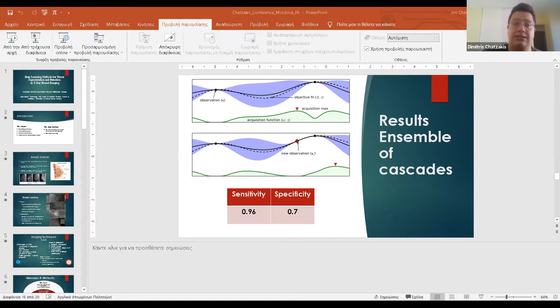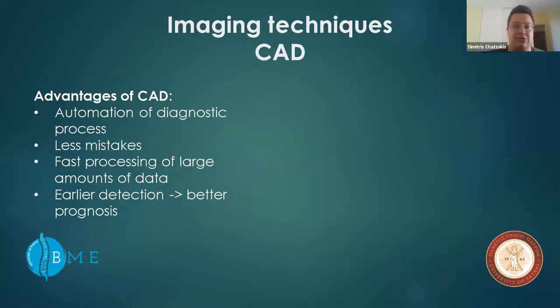CAD, computer-aided diagnosis, is employed a lot nowadays due to its main advantages. The first is the automation of the diagnostic process, hopefully making fewer mistakes than humans in certain areas nowadays, and hopefully even fewer in the future. It also processes large amounts of complex data fast. And the main aim of the project is to create earlier detection and thus better prognosis.